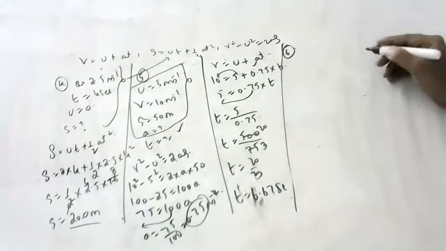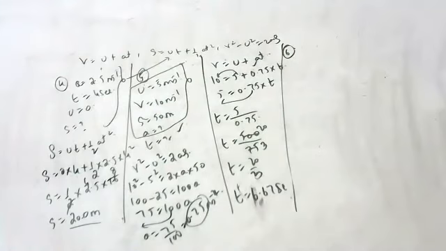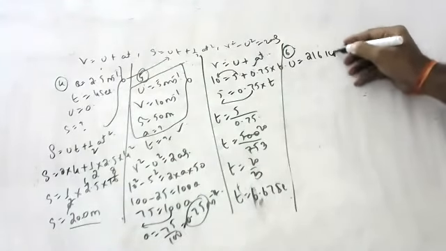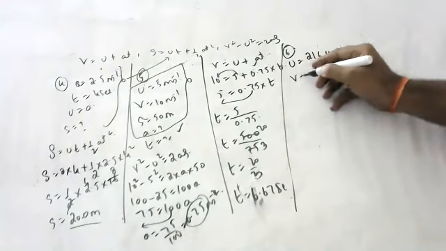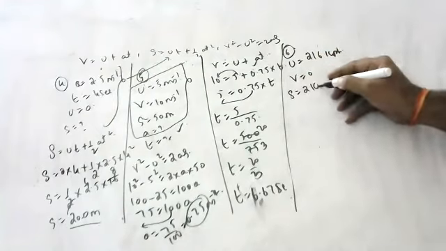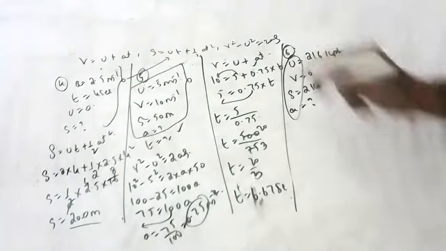Snigdha is there? Okay, you remember this now. An aeroplane lands at 216 kmph and stops. Stops means final velocity 0, covering a distance of 2 kilometers on the runway. Calculate the acceleration. Which formula do we have?